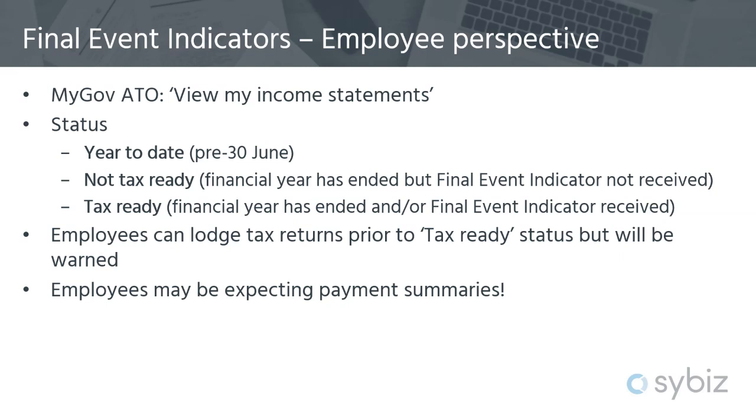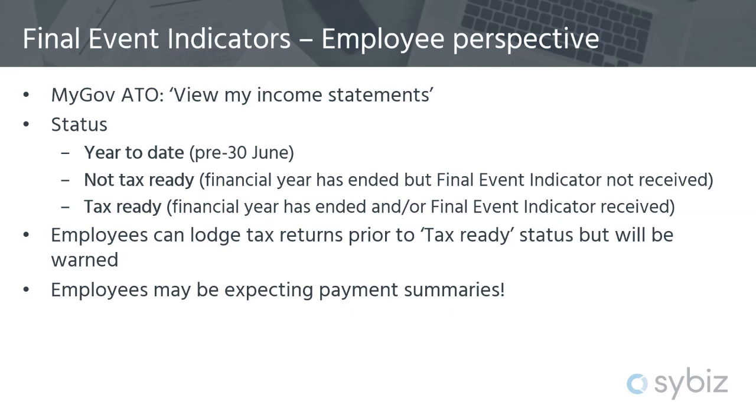Essentially when your employees log into MyGov, then if they go to view my income statements, they will see the summary information of those income statements, and there's a status indicator. So year to date indicates that it's pre-30th of June. Not tax ready means the financial year has ended, so it's the 1st of July or beyond, but the final event indicator has not yet been received.